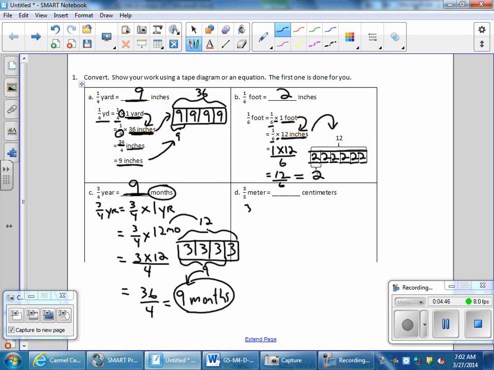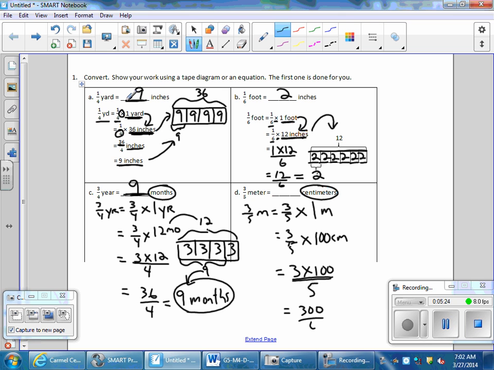Okay, 3/5 of a meter is equal to 3/5 of, multiplication symbol, 1 meter. 3/5 meter is equal to 100 centimeters. Continue with my equation. I will take my numerator of 3 times 100, the whole number, divided by the denominator of 5. 3 times 100 is 300, divided by 5.